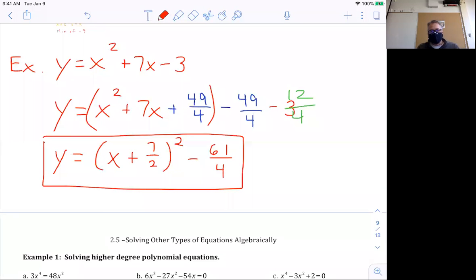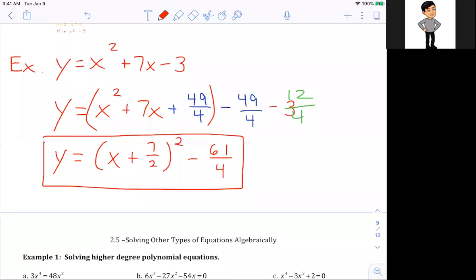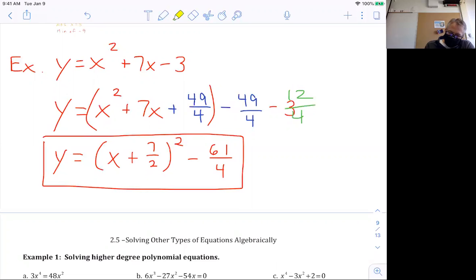The vertex. Could you go? Yeah, go ahead. Could you go over how you got x plus 7 over 2 squared? Yeah. I know there's kind of a lot of rigid steps to this. So first, to get the 49 over 4, we take half of the b term. So half of 7 is 7 over 2. And then we square it. And that's where the 49 over 4 comes from.